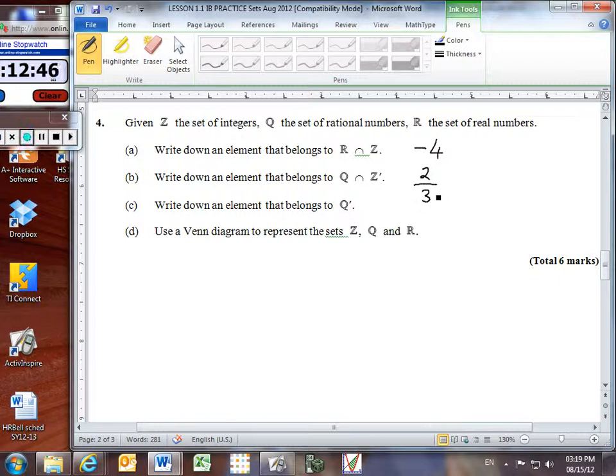Part C. Write down an element that belongs to Q naught. That is to say that we want to write down something which is not a rational number. So some number that cannot be expressed as a fraction. Well, I can think of one of our favorite numbers, pi. Pi cannot be expressed as a fraction, and we can see this when we write out the decimal approximation for pi, 3.141596, and it goes on forever.